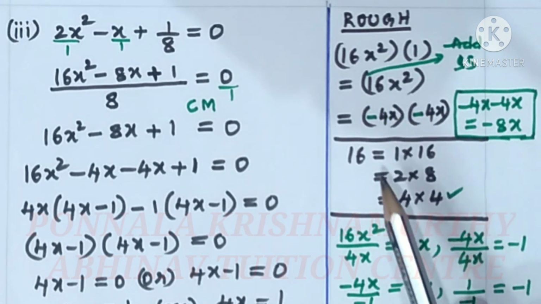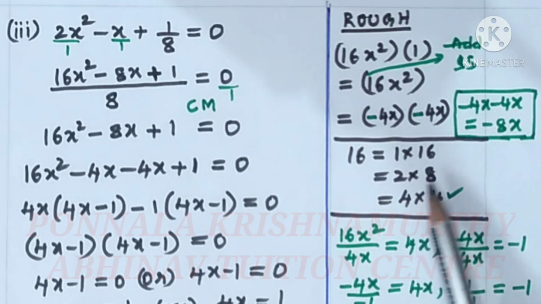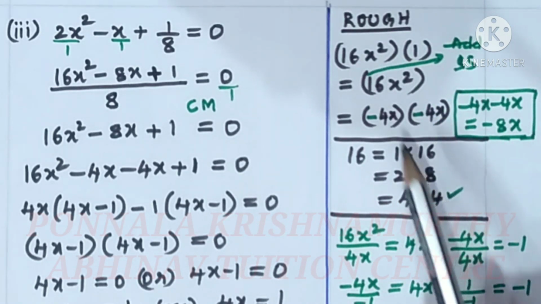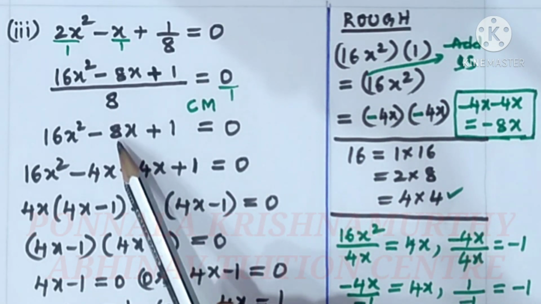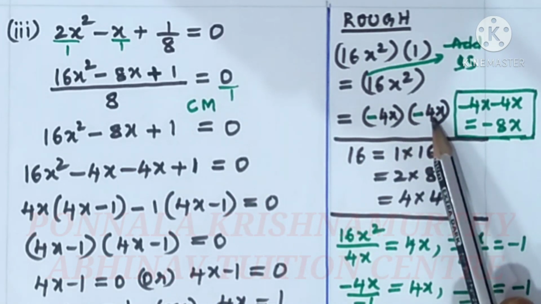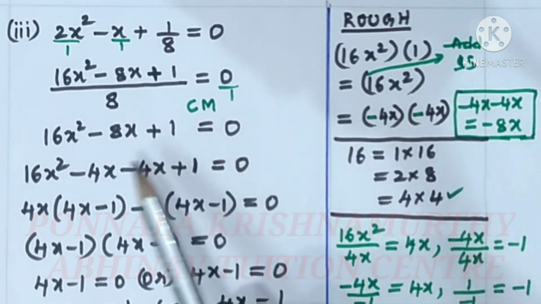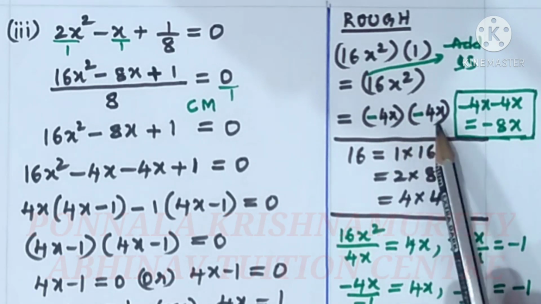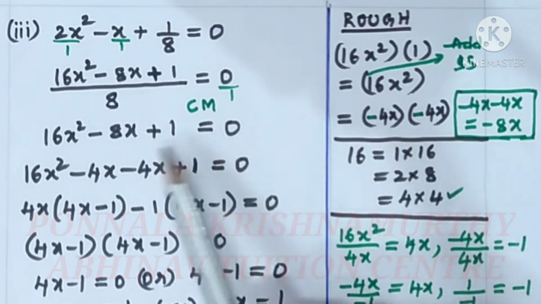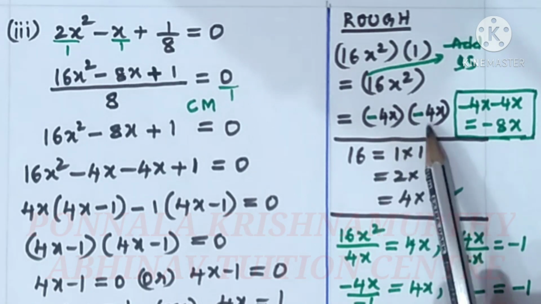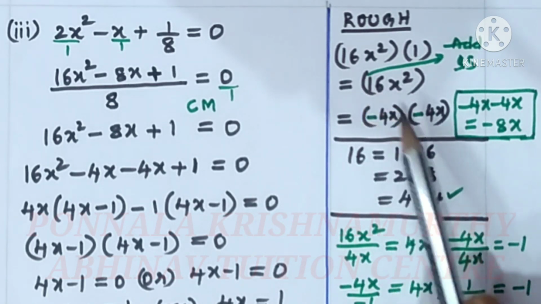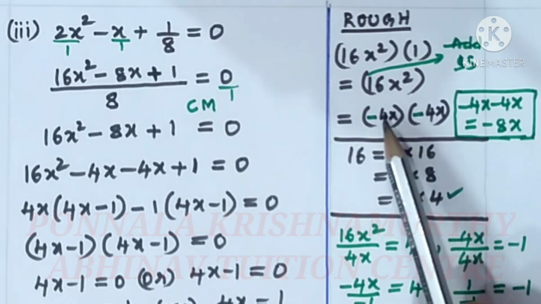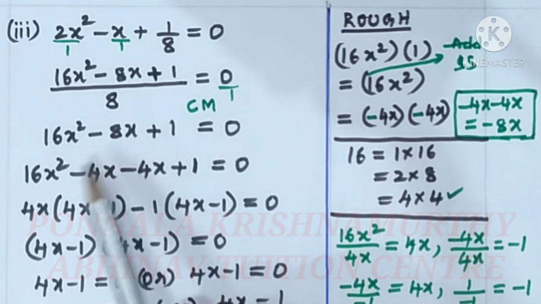Now for 16, these are the factors: 1 into 16, 2 into 8 and 4 into 4. If we add these factors, we should get the middle one, 8. So minus 4x, minus 4x, since we need same signs and since we have minus here, both the signs should be minus. Minus 4x, minus 4x tallied here. And if we multiply these two, minus into minus is plus, 4 into 4 is 16, x into x is x square.